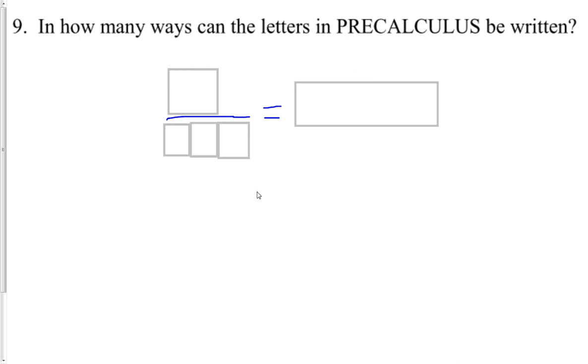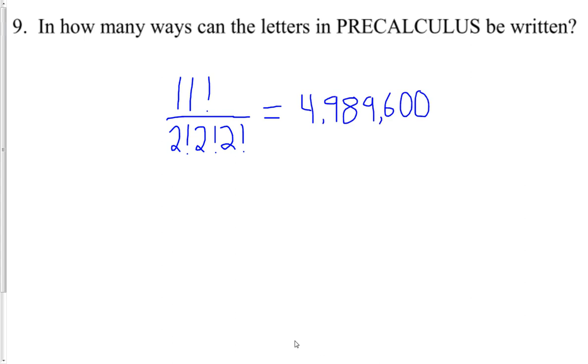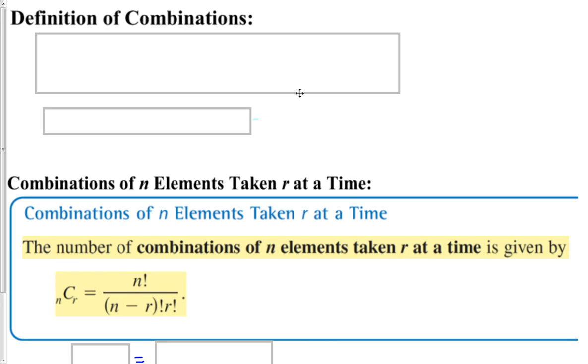Next, how about precalculus? So go ahead and try this out if you feel like you've got it. And the answer is going to be, we've got 11 letters again. We've got only 1 P, only 1 R, only 1 E, 2 C's, 1 A, 2 L's, 2 U's. So I've got 3 things that repeat twice, and we're going to get 4,989,600 ways.